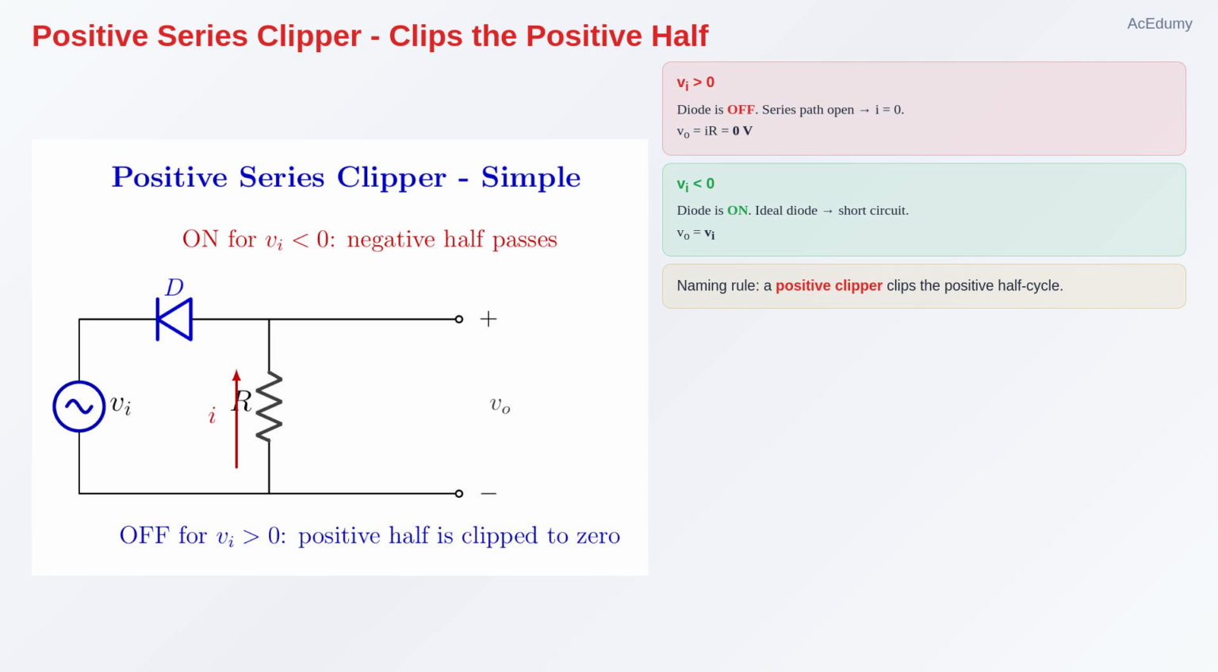Now flip the input. When Vi is negative, the diode is forward biased. It turns on and behaves like a short circuit. The load is now connected to the source, so the output follows the negative input. For an ideal diode, VO equals Vi during the negative half cycle. So this circuit passes the negative half and clips the positive half to 0.